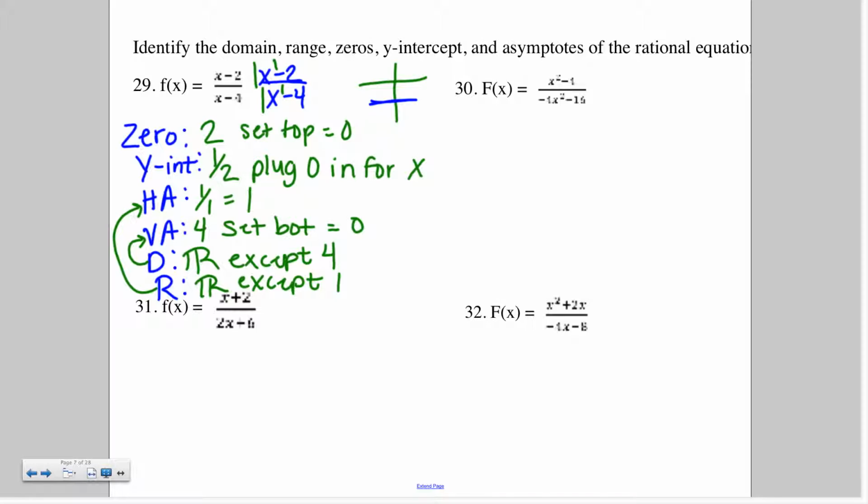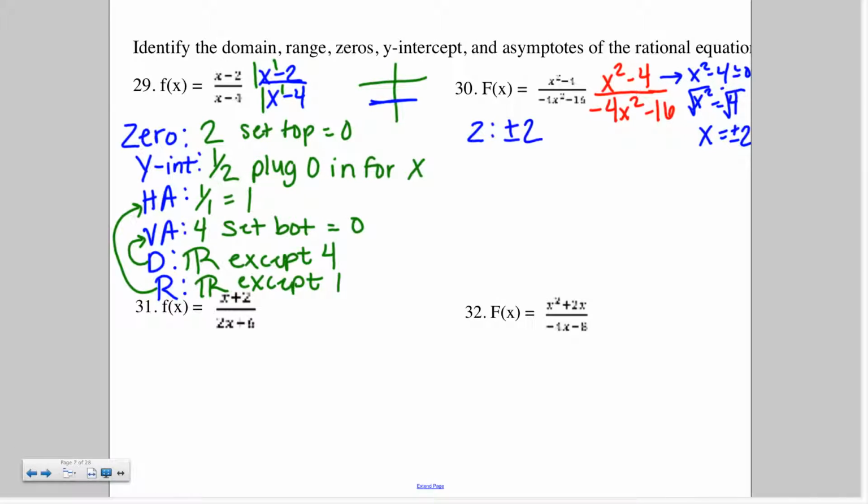All right, let's look at number 30. You have x squared minus 4 over negative 4x squared minus 16. All right, so remember for our zeros, we're going to set the top equal to 0. So if I set this equal to 0, I have x squared minus 4 is equal to 0. So I'm going to add 4 to both sides, so x squared is equal to 4. And then since I have a square, I'm going to take the square root of both sides, and x is equal to plus or minus 2. So my zeros are plus and minus 2.